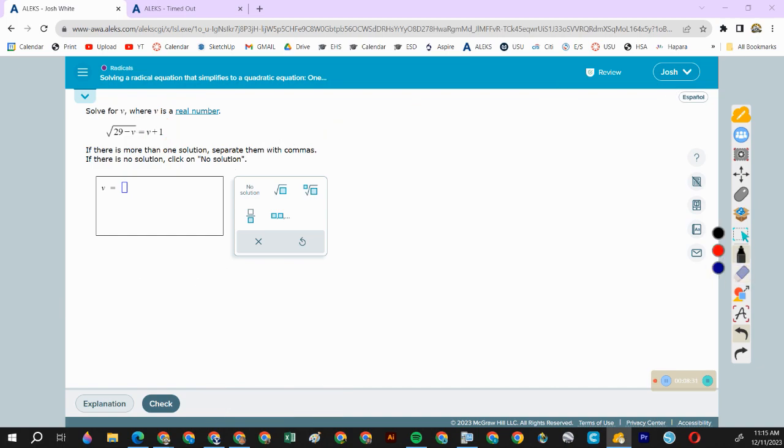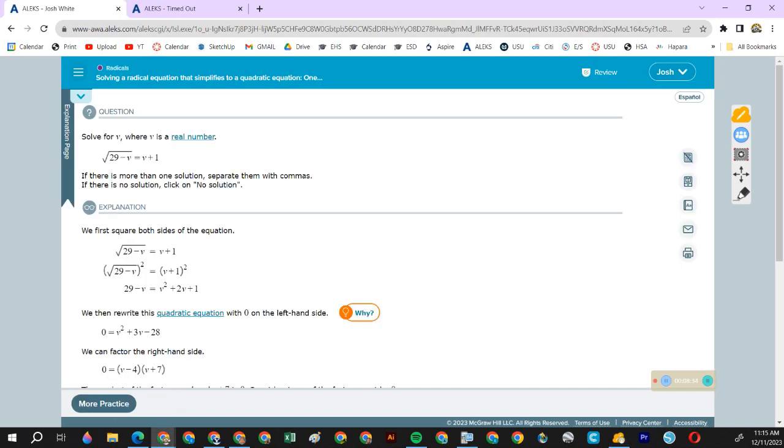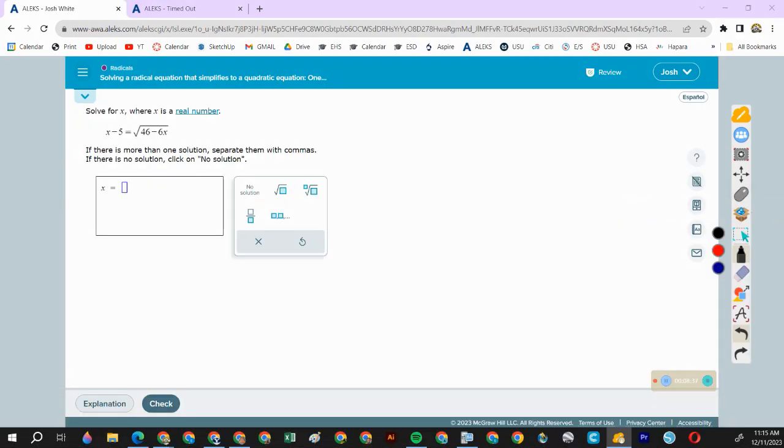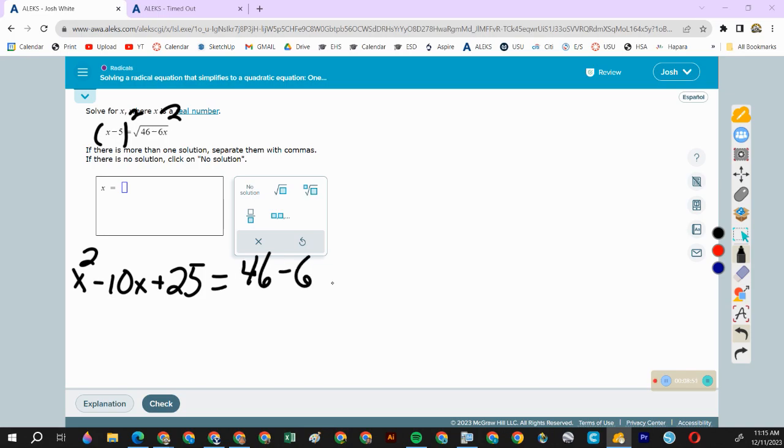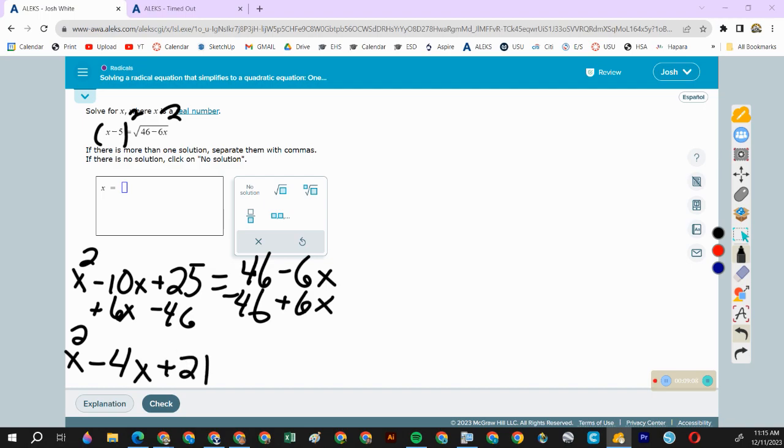Okay, let's do another one of these. So we square both sides. What is the left side? X squared minus 10x plus 25 equals 46 minus 6x. So subtract 46 and add 6x. X squared minus 4x, 21. Negative 21, thank you.